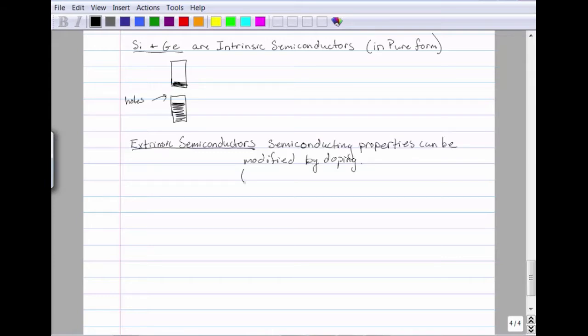And you don't need very many impurities. You can add impurities where you have only one atom in every million atoms that's an impurity. You need less than or equal to 1 in 10 to the 6th impurities. That's what's needed to alter the properties.